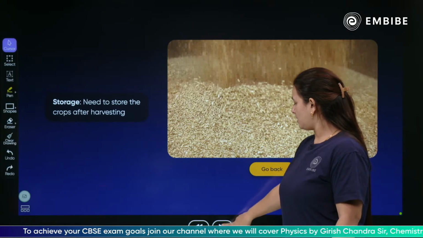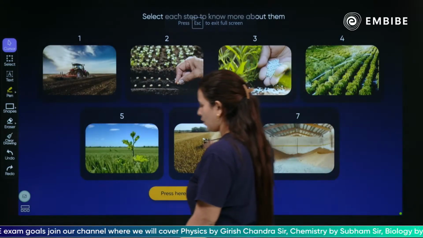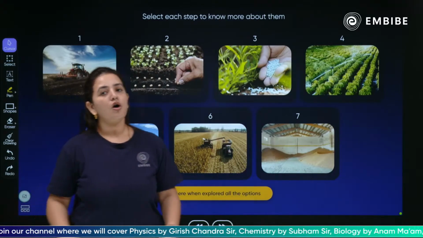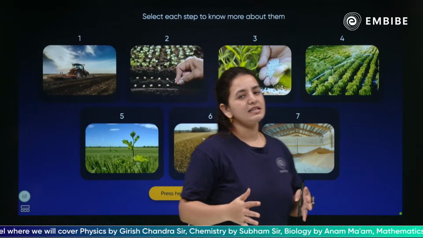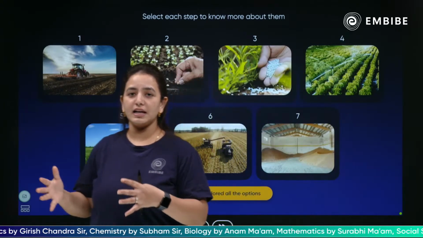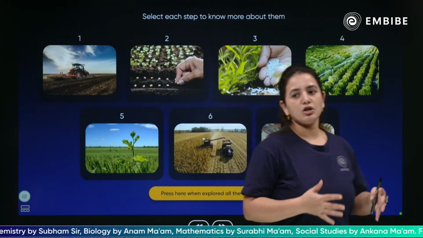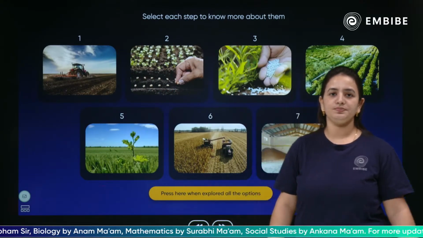Clear, children? Moving back, all these 7 I hope are clear, yes or no? All these 7 practices, all these 7 processes for the agriculture, for creation of a new crop, what is to be done, is it clear or not?